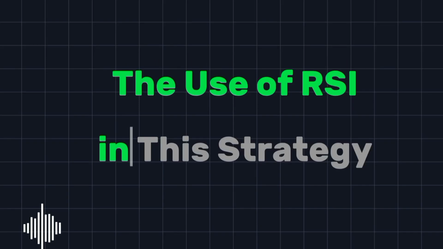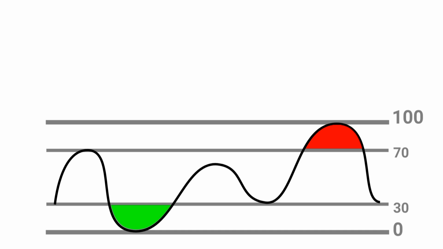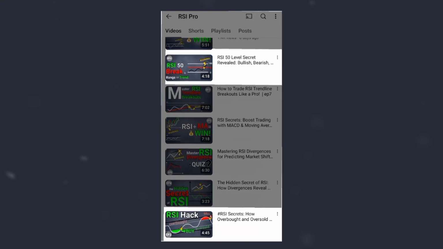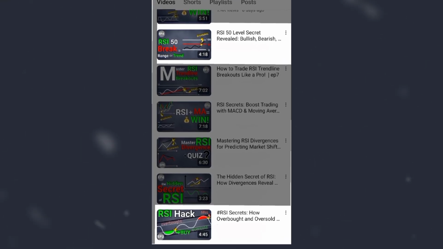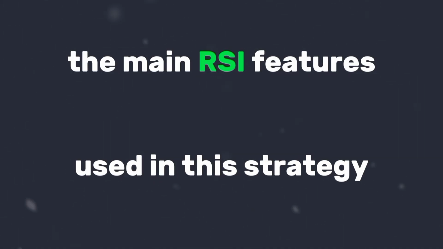The use of RSI in this strategy. In previous videos, we discussed key RSI features such as the oversold and overbought levels, as well as how to determine trends using the 50 level. If you haven't watched those videos yet, I highly recommend doing so, as they will provide you with a deeper understanding of this strategy. Now, let's briefly summarize the main RSI features used in this strategy.